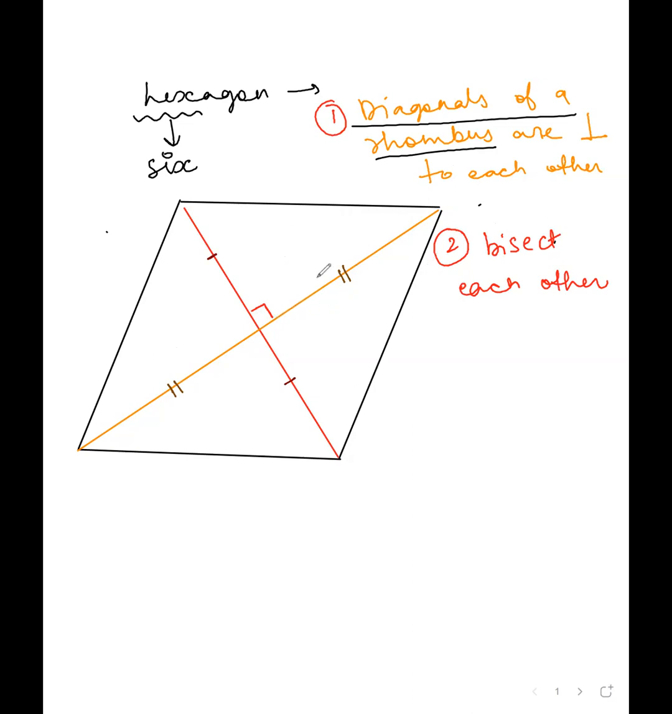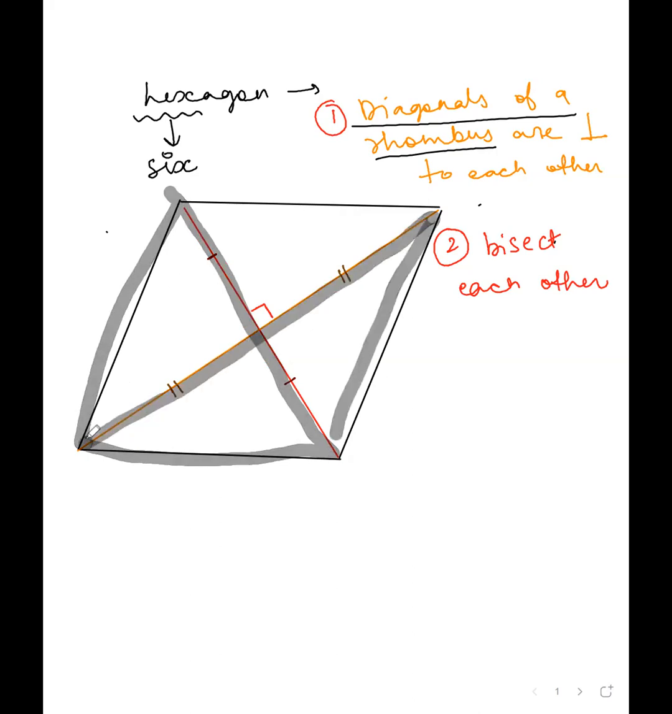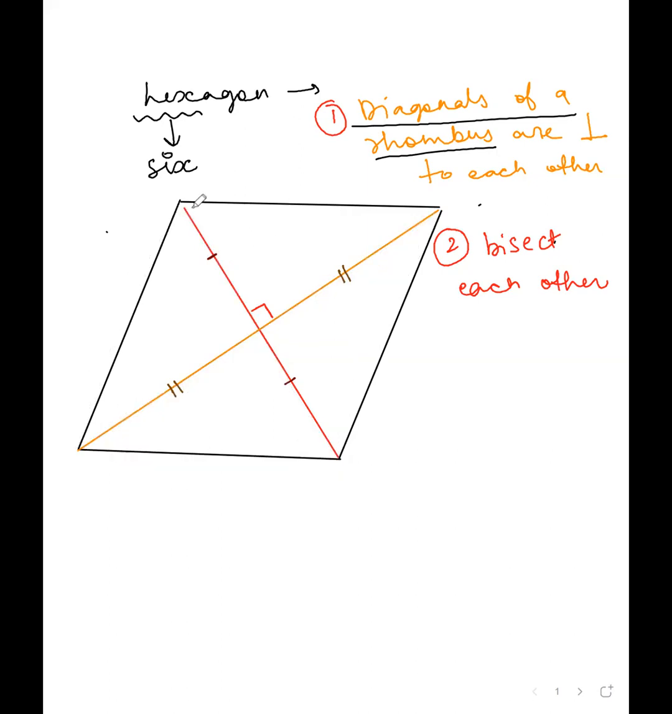how many small triangles do you see here? 4. 1, 2, 3, 4. Okay. So these are 4 small triangles. In fact, there are bigger triangles also, but we don't need those for this question. For example, this triangle. Similarly, this one. So we don't need these triangles. Right now we only need these small 4 triangles. Can you tell me one thing about these 4 triangles? What type of triangles are they?